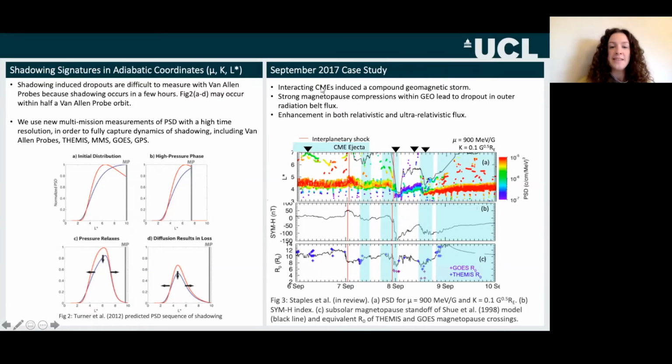We investigated an event in 2017, which had a complex set of interacting CMEs driving a geomagnetic storm. An overview of this event is shown in figure 3. The top panel of figure 3 shows how phase-space density changes through this storm and demonstrates the resolution which we are able to obtain with such a multi-mission data set.